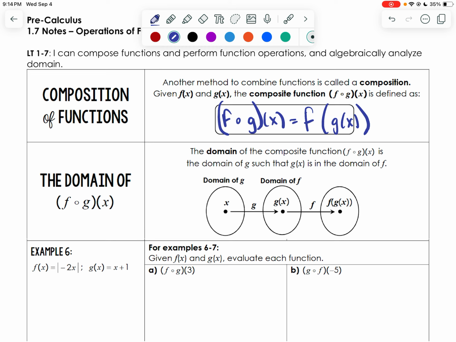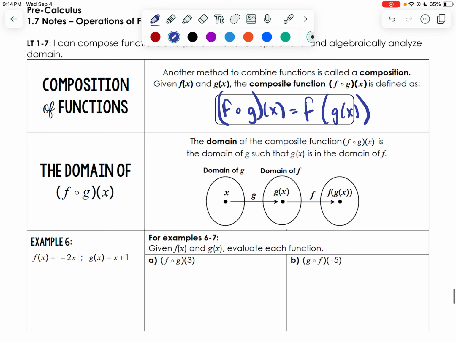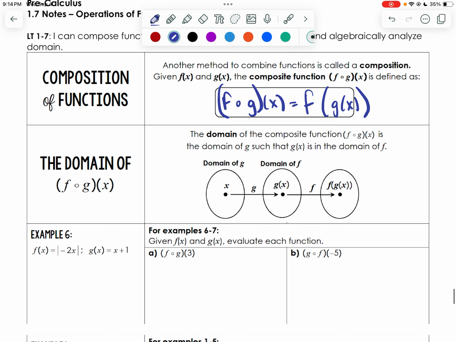So the domain of the composite function is the domain of g, such that g of x is in the domain of f. Okay, so we're just going to talk about like when you plug one function into another function, that there could be domain restrictions on that. Okay, kind of like what we talked about the other day. If there's something that makes a function undefined at any point, we have to think about that.